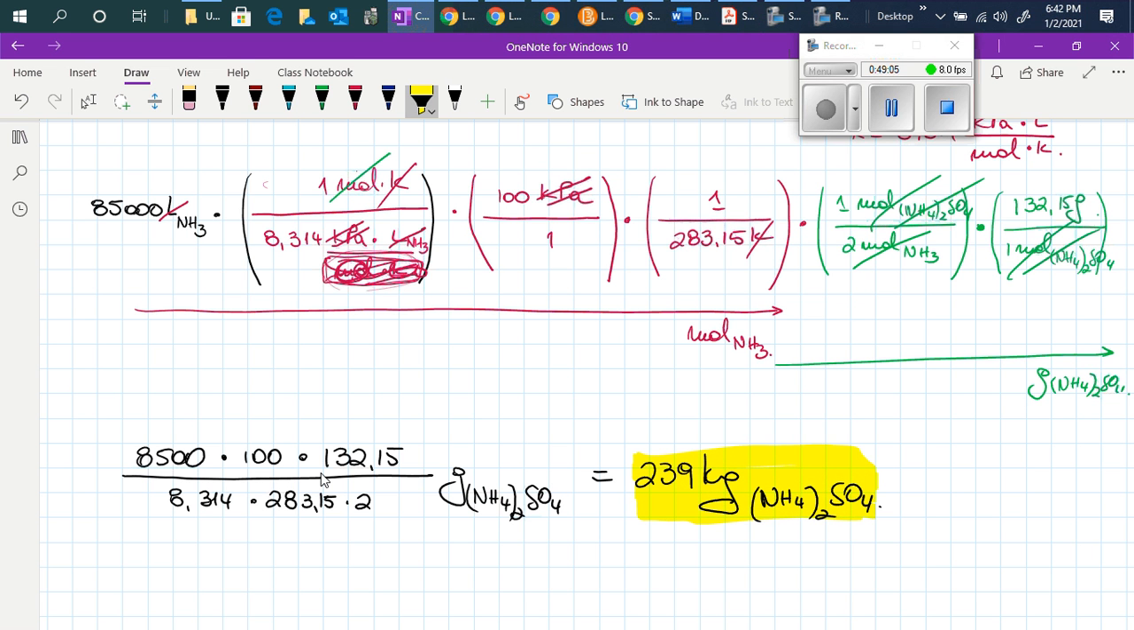This concludes the gas Stoich part of the lesson, and we will continue with the third one, which is the solution Stoich.